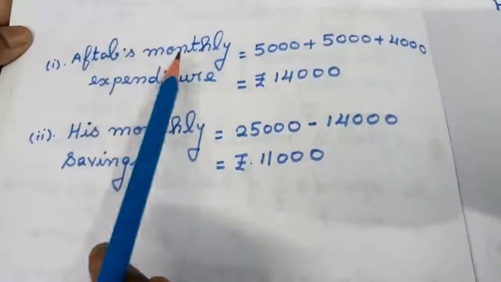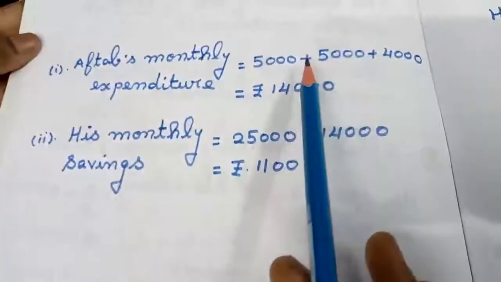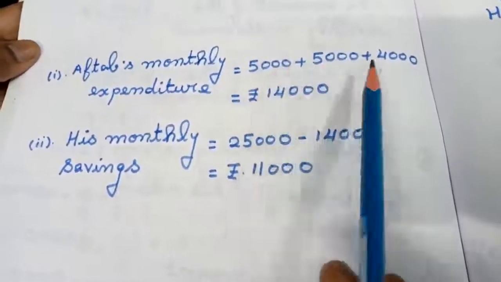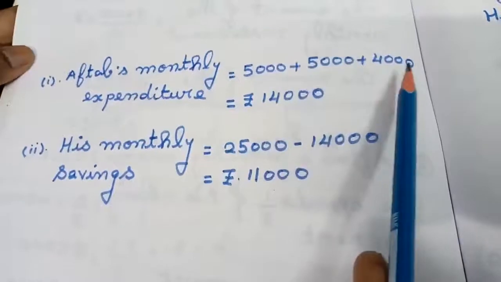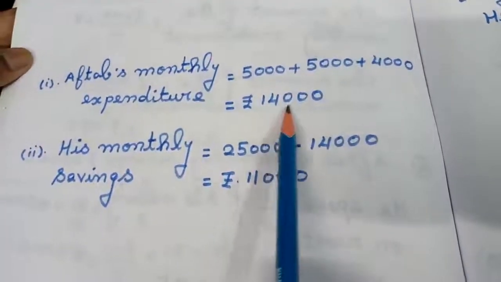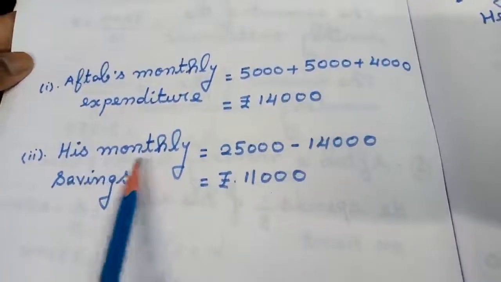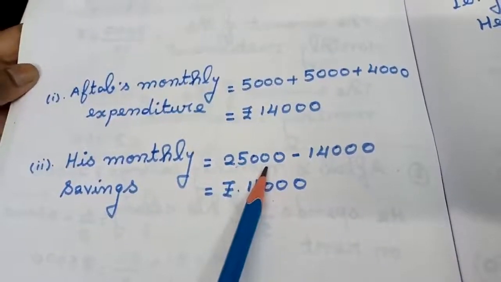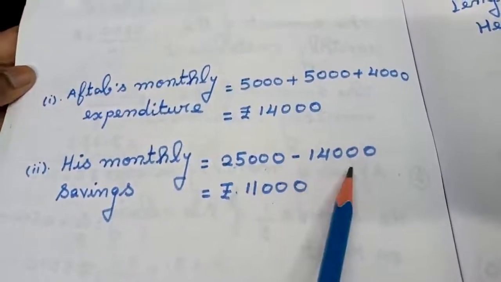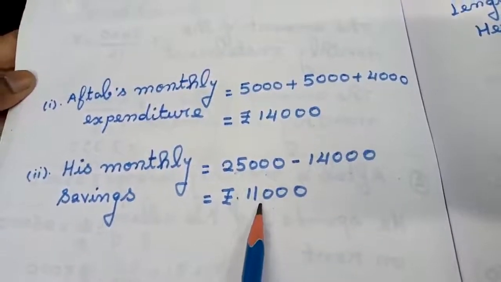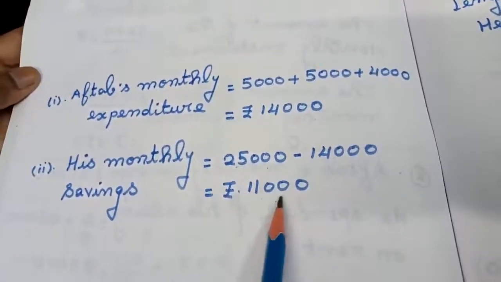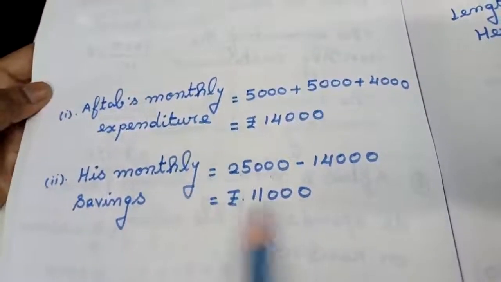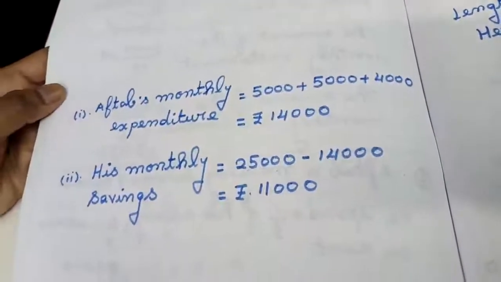So Aftab's monthly expenditure, I am going to calculate the amount he is spending on rent, education and food. While I am calculating, I am getting the answer as 14,000. So his monthly savings: 25,000 is the original salary, expenditure 14,000, and the remaining amount is 11,000. This 11,000 he is saving monthly.